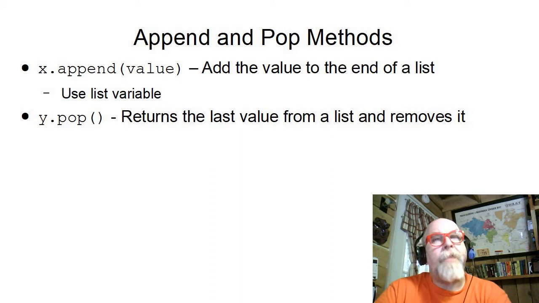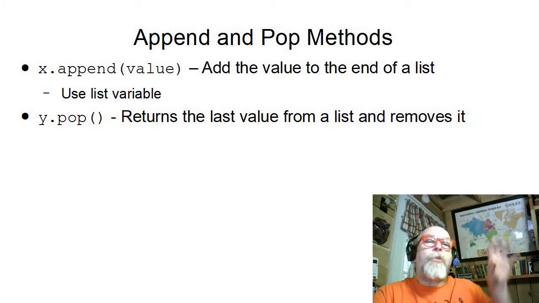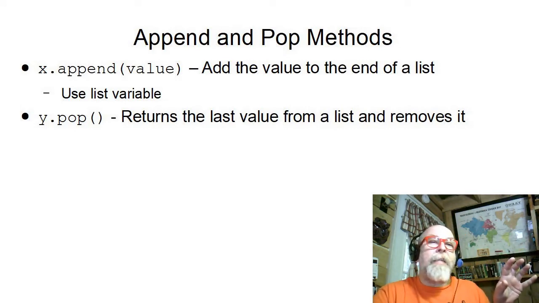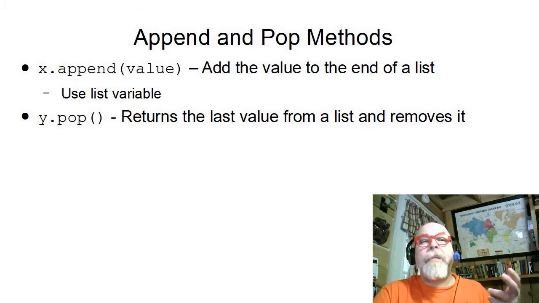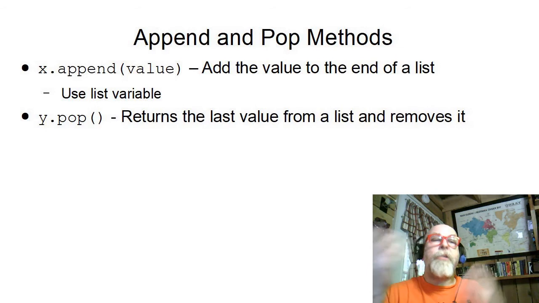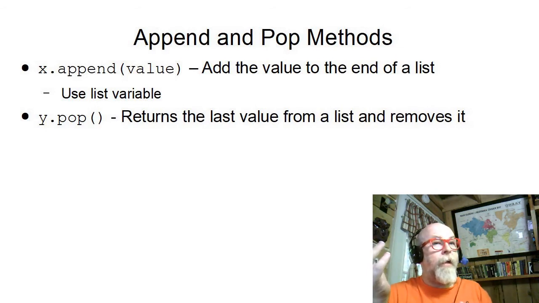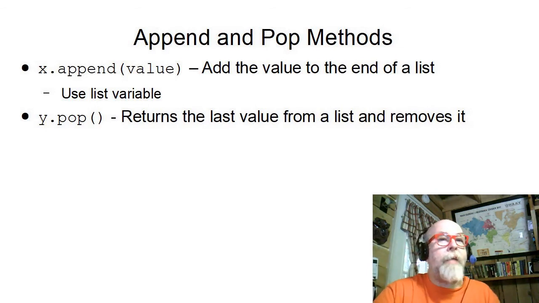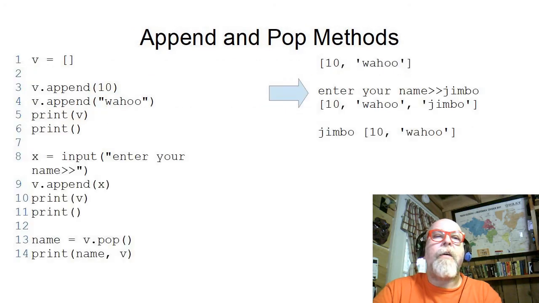The other method that I want to cover in this slide at least is the pop method. The pop method returns to you the last value on the list and removes it from the list. So if the variable y contained the list 1, 2, 3, y.pop parentheses is going to return the value 3 and change the list y to contain 1 and 2. Let's see an example of these two methods.